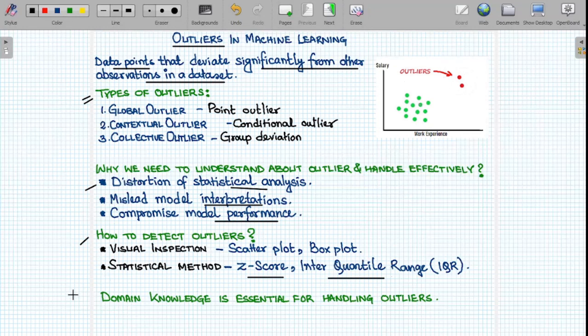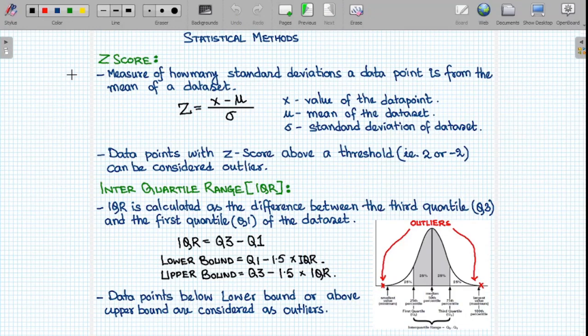Now, once we have detected outliers in our dataset, what should we do? Should we remove them from our dataset? No, that would be a very big mistake if we remove them from our dataset without analyzing them. Domain knowledge is essential for handling outliers. Let's understand how we can calculate Z-score and IQR, or Inter Quartile Range. These are two statistical methods through which we can identify the entries in our dataset which are outliers.